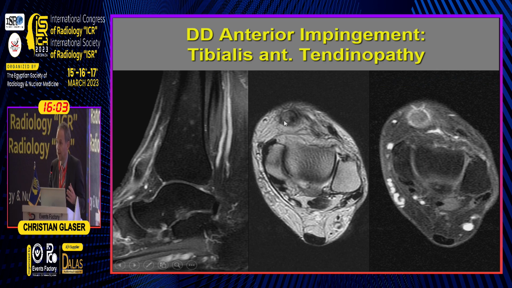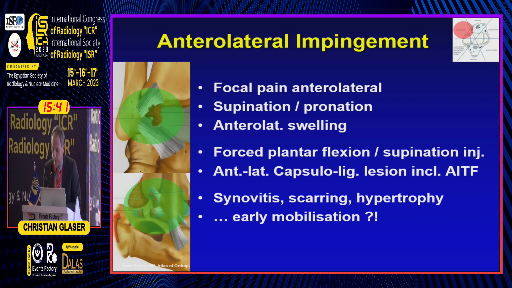However, if we don't find signs of impingement, like here, no bony osteophyte, no predominant inflammatory change, we could and we should come up with the relevant differentials such as anterior tibial tendinopathy or anterior tibial tendon tear, which is frequently not considered in the differentials. So let's move to anterolateral impingement.